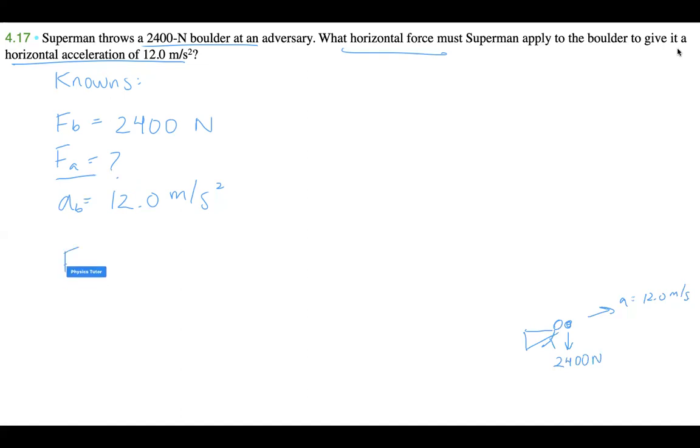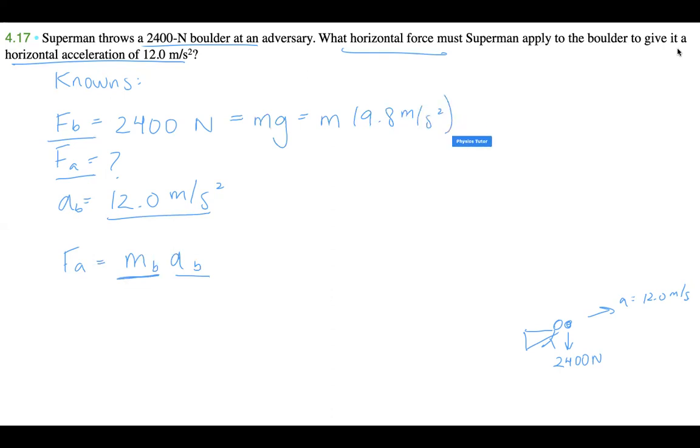And the horizontal force is going to be the mass of the boulder times the acceleration of the boulder. So we have our acceleration of the boulder, and the mass of the boulder we don't have, but what we do have is the weight of the boulder. And the weight of the boulder is going to be mass times gravity, where gravity is 9.80 meters per second squared. And we can just isolate for the mass, right?